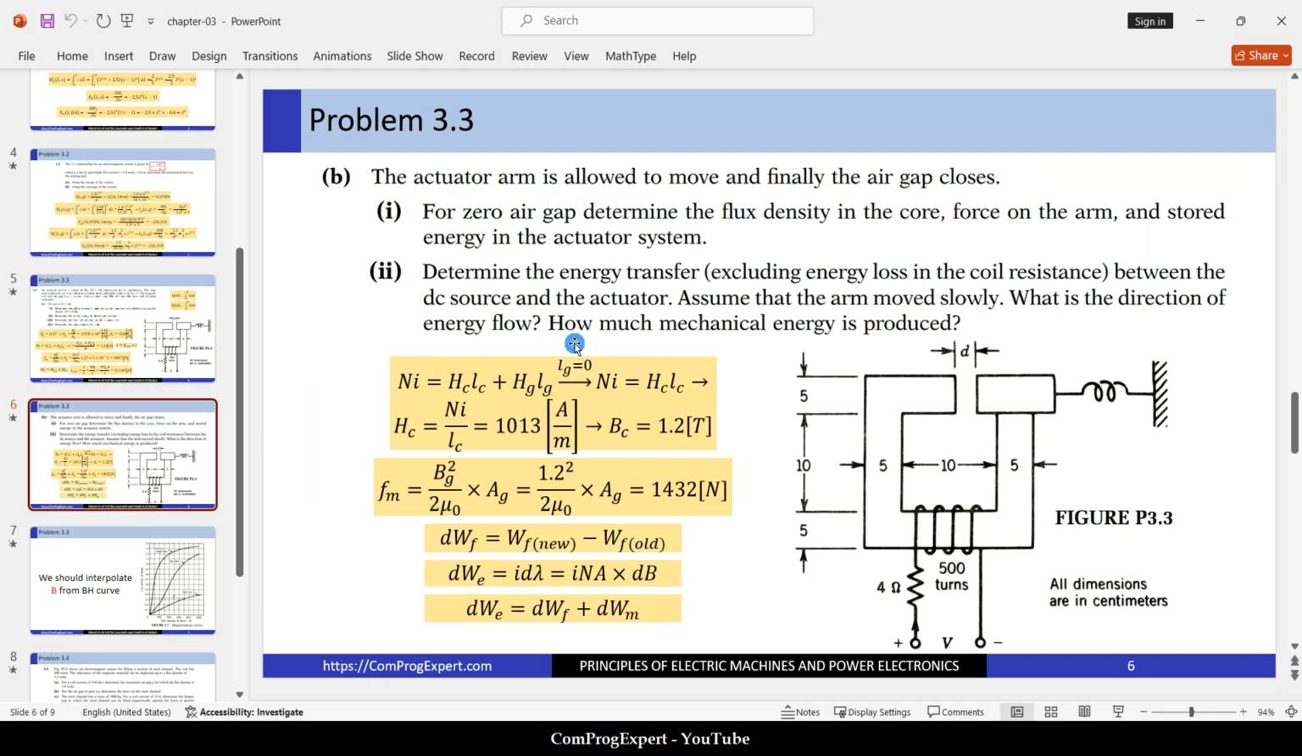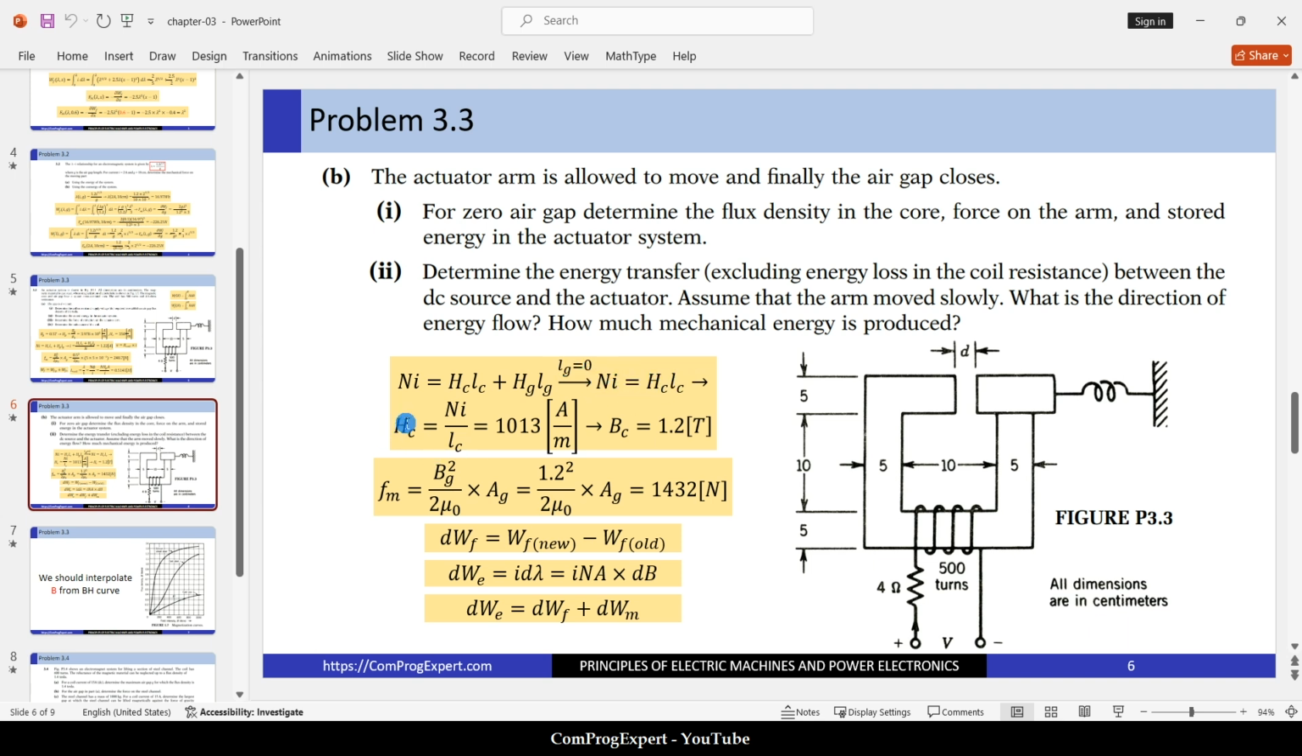Now let's solve the part B. The actuator arm is allowed to move and finally the air gap closes. For 0 air gap, determine the flux density in the core, force on the arm, and stored energy in the actuator system. Again, we can write this equation: Ni is H core L core plus H gap L gap. The length of the air gap in this case is 0. And we have this equation.